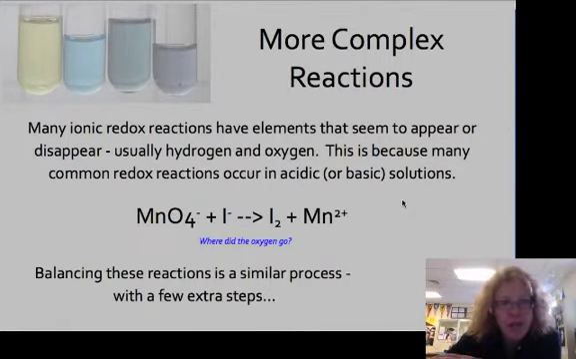A lot of the reactions that we're going to work with have things that seem to appear and disappear. For example, this little ionic equation I have on here, which is permanganate ion plus iodide ion to produce iodine gas and manganese ion. Where's the oxygen go? This is pretty common when you're presented with these initial ionic equations, that you'll have hydrogens and oxygens that sort of appear or disappear.